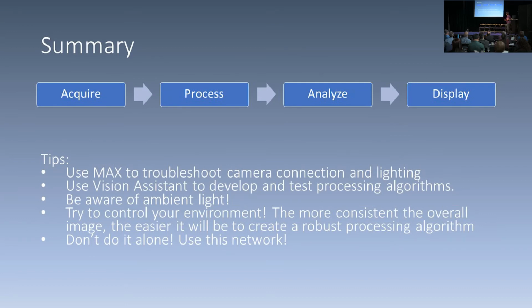Be aware of ambient light. Any LabVIEW experts out there have been bitten by the ambient light. It works perfectly here, but then I take it over there and it doesn't work because there's a light under it, right? Or over it. So just be careful of that. Try to control that environment. The better you can make sure that, like I said, ambient light is an issue, temperature is an issue, whatever, you're going to have a better time and a more robust analysis instead of fighting the fact that you're dealing with ambient light changing. The other thing is don't do this alone.